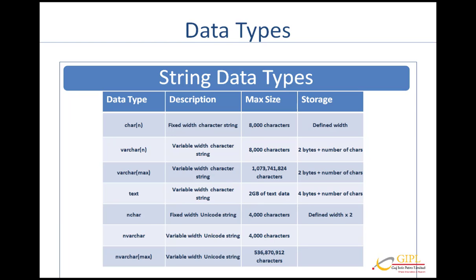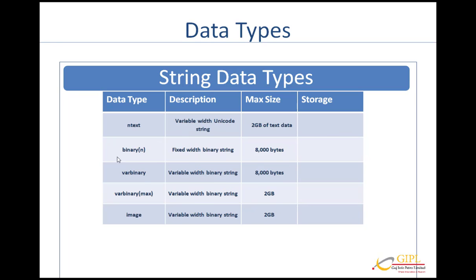Now let's see the different data types of SQL. First we look at the string data types. Here we mention the string data types, their description, max size and storage. First one is char. It is a fixed-width character string. Its max size is 8000 characters and storage is defined width. The others are varchar and varchar(max), text, nchar, nvarchar and nvarchar(max), ntext, binary, varbinary, varbinary(max), and image.